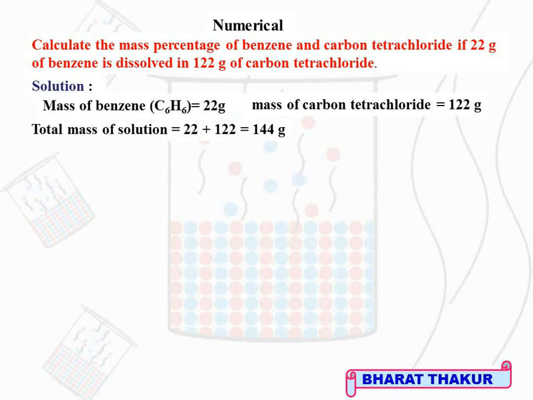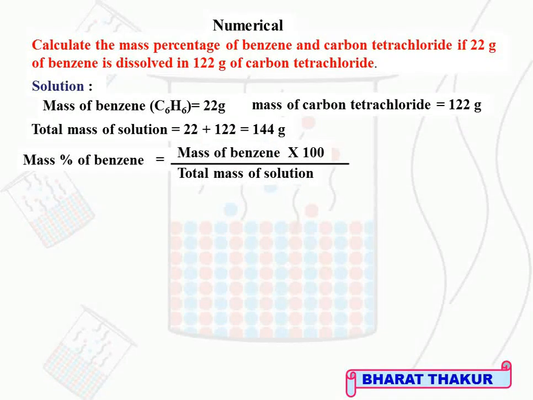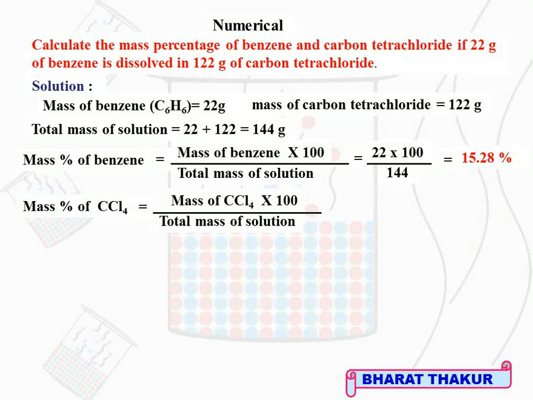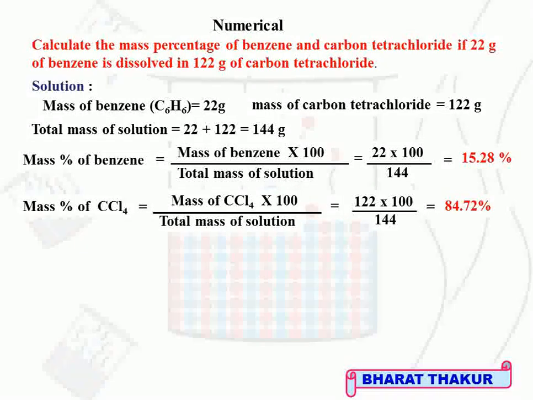The total mass of the solution is 22 benzene plus 122, which is equal to 144 gram. So the mass percentage of benzene can be calculated as mass of benzene multiplied by 100 divided by total mass of solution. So it will be equal to 22 into 100 divided by 144, and the answer comes to 15.28%. For the mass percentage of CCl4, we take mass of CCl4 multiplied by 100 divided by total mass of the solution, and on putting the values, the percentage comes to 84.72%. Because it consists of only two components, the mass percentage of CCl4 can also be calculated by subtracting 15.28 from 100.